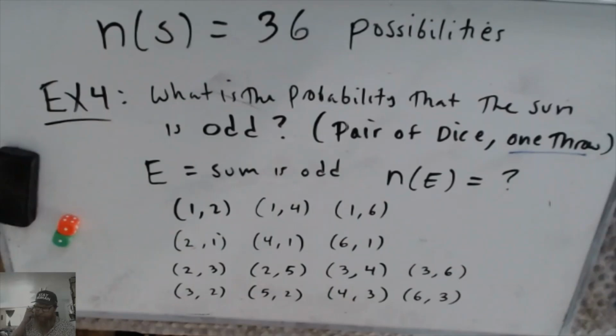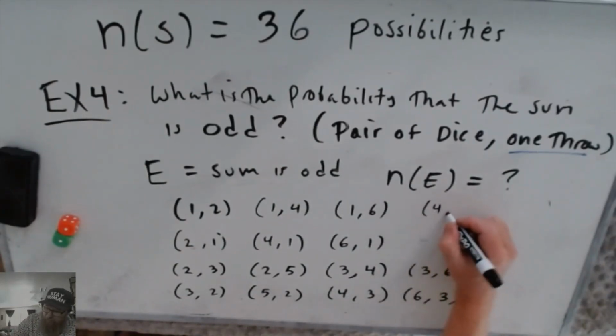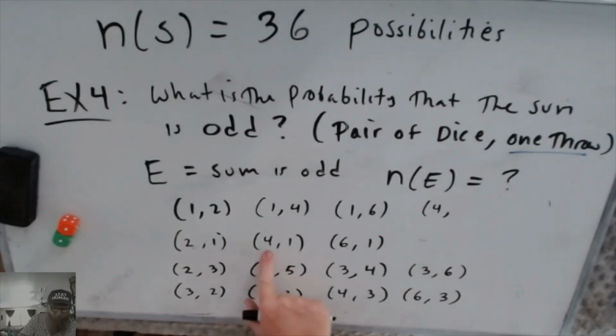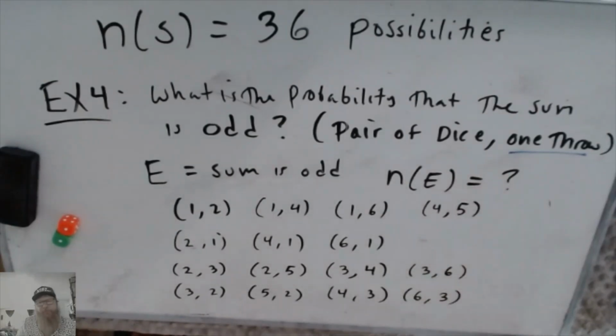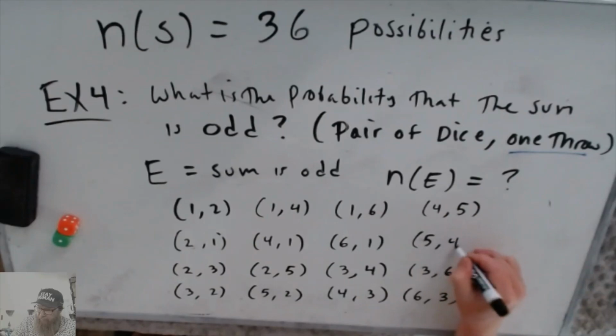All right, let's go with 4. We already have 4, 1. We can't use it again. We already have 4, 3. We can't use it again. 4, 4 is not odd. 4, 5. That's the only one. And then you could switch the order. 5, 4.